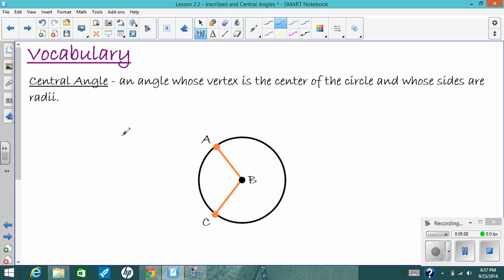A different type of angle that we have within circles is a central angle. The name of this type of angle kind of gives away what it is. It's an angle that has a vertex at the center of the circle, so the center of circle B, and its sides are radii. So AB and BC are radii. And we have a relationship with the central angle and its arc that we will talk about on the next slide.